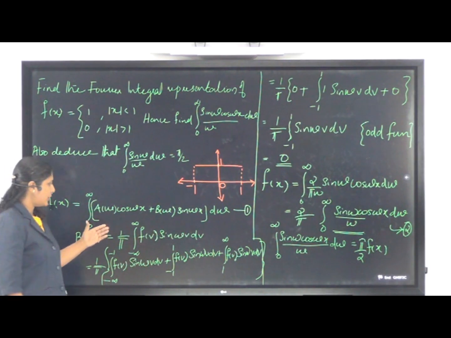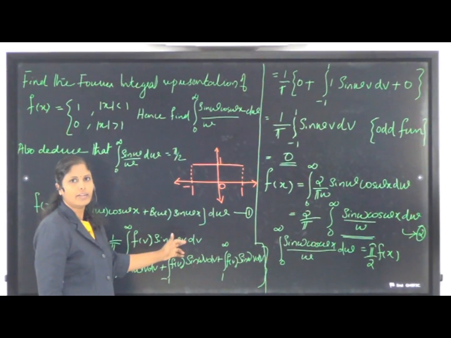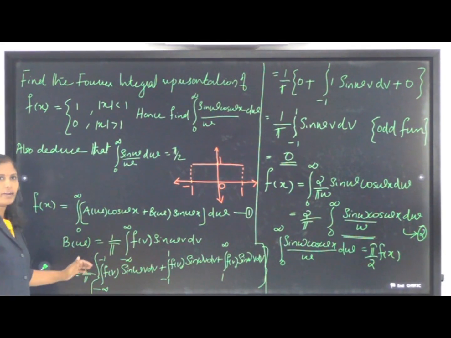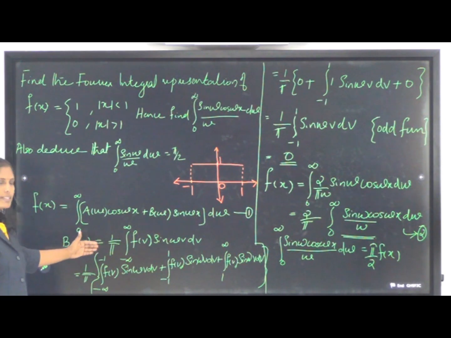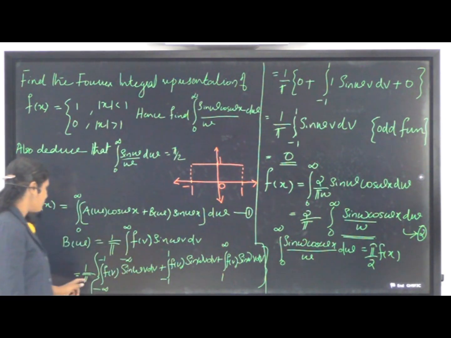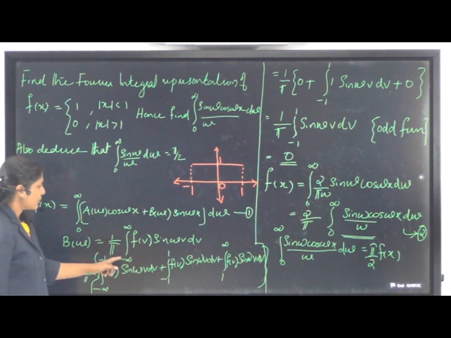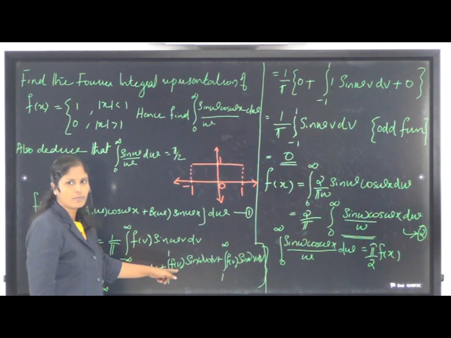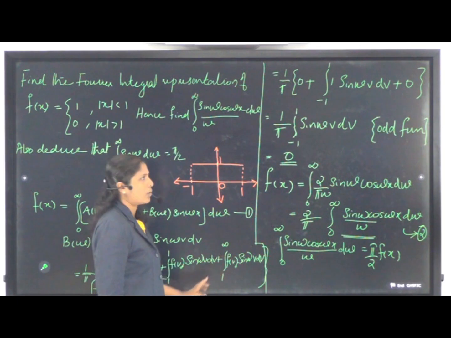b of omega is 1 by pi integral from -infinity to infinity f of v sin omega v dv. Here also we divide the interval into 3 subintervals: -infinity to -1, -1 to +1, then 1 to infinity. From -infinity to -1, f of v is 0. From -1 to +1, f of v is 1. From 1 to infinity, f of v is 0.